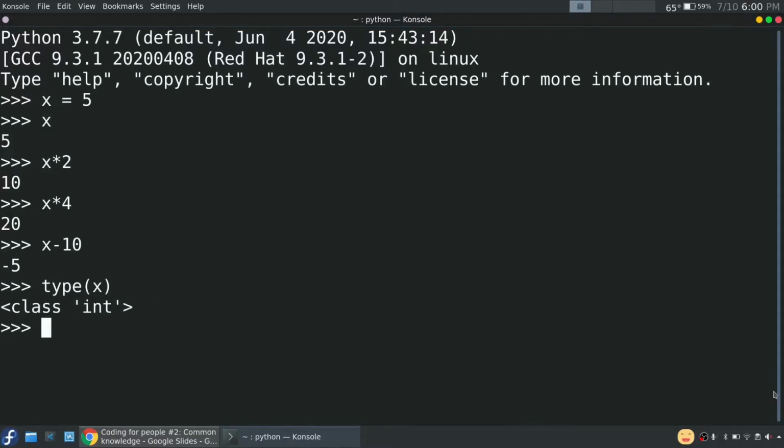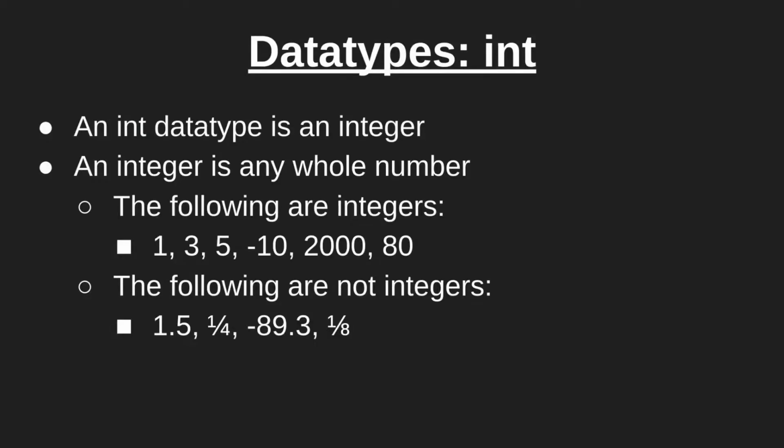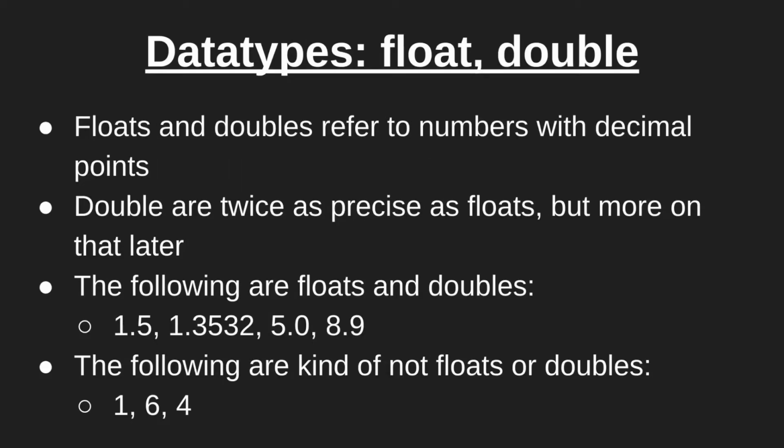So let's just jump back. And let's give some examples of things that aren't integers. So here we have like 1.5, 1/4, -89.3. Anything that has a decimal or is a fraction or isn't even a number to begin with, those are not integers. So then we're going to talk about floats and doubles.